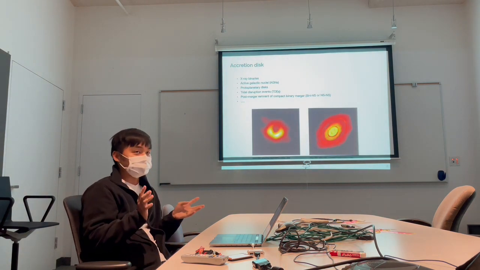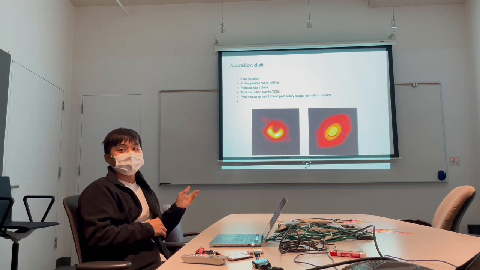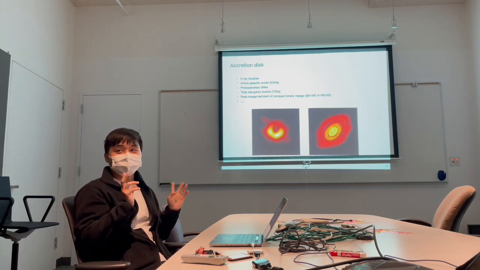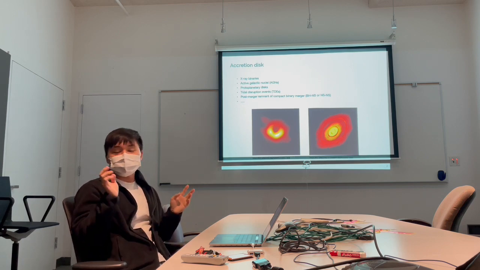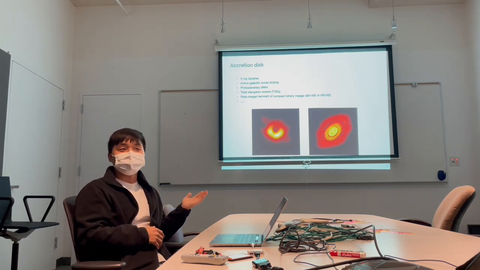So these are example images. On the left we can see the first image of the black hole from M87. On the right, this is a space telescope picture of a protoplanetary disk.